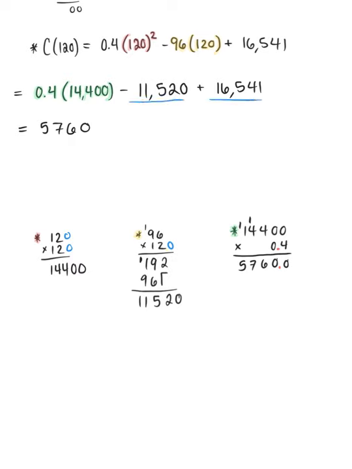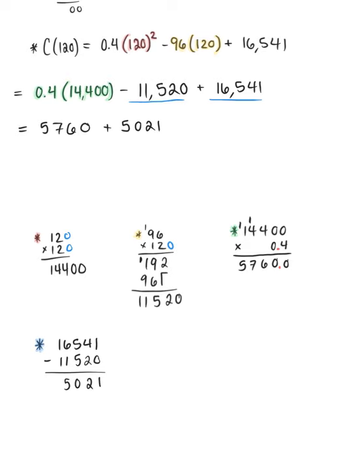Now we have 2 like terms left. So let's do that subtraction now. We have 16,541 minus 11,520. So 1 minus 0 is 1. 4 minus 2 is 2. 5 minus 5 is 0. 6 minus 1 is 5. And 1 minus 1 is 0. So those 2 terms combine to a positive 5,021. Last but not least, we need to combine these last 2 terms.